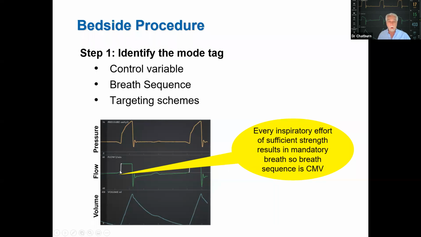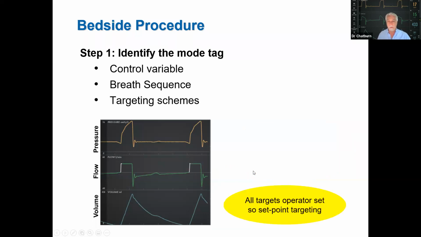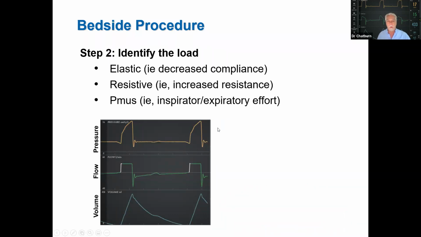If you look at the waveform, every breath appears to have the same inspiratory time, the same constant volume and flow, and therefore we have no indication of any spontaneous breath. So this can't be IMV or CSV. It has to be CMV. And furthermore, we can identify that all targets are operator preset, so we would call this set point targeting. Again, this requires a familiarity and essentially memorizing what these targeting schemes mean. You can get all of that from the papers that I described before.